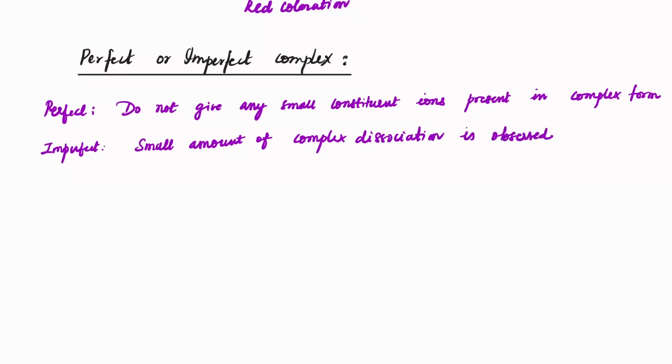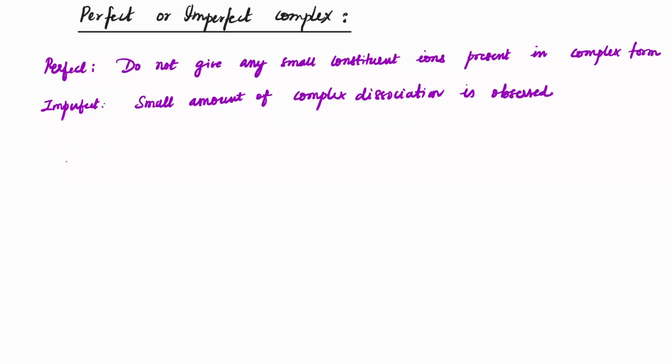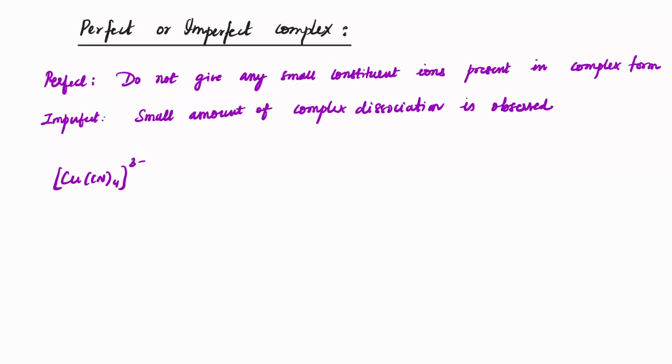For example, if I take [Cu(CN)4]3-, this is the complex part. If this complex is treated with H2S vapors, and if by chance this complex has copper ions present even to a smaller extent, we should be able to get a precipitate. But this precipitate is not forming. This precipitate is not being observed.